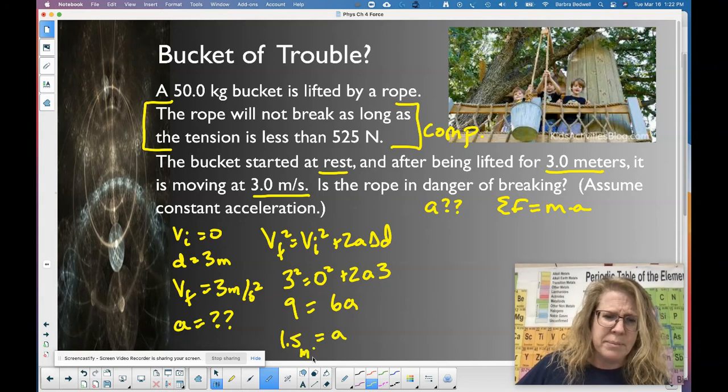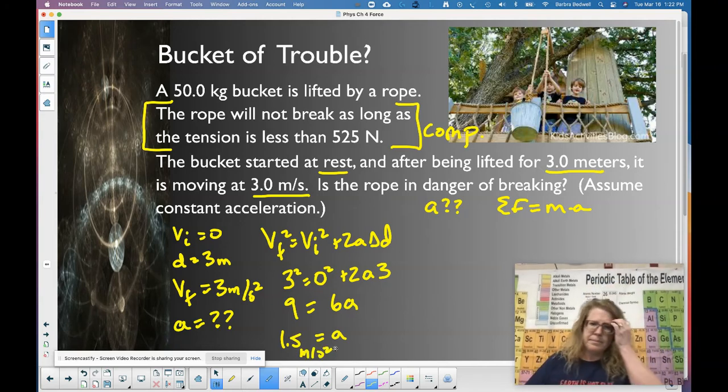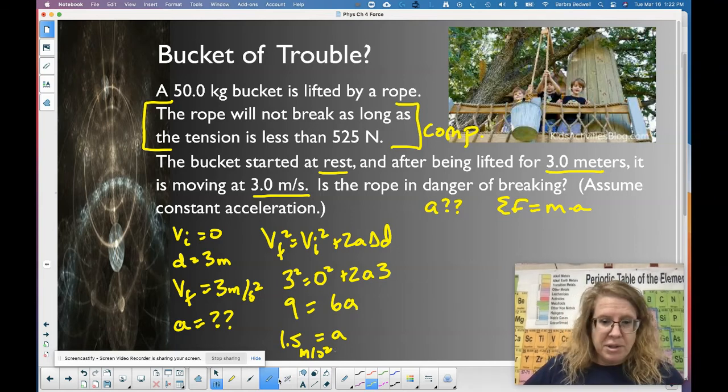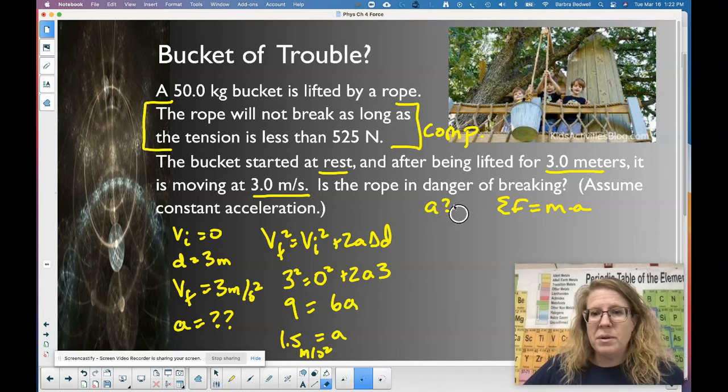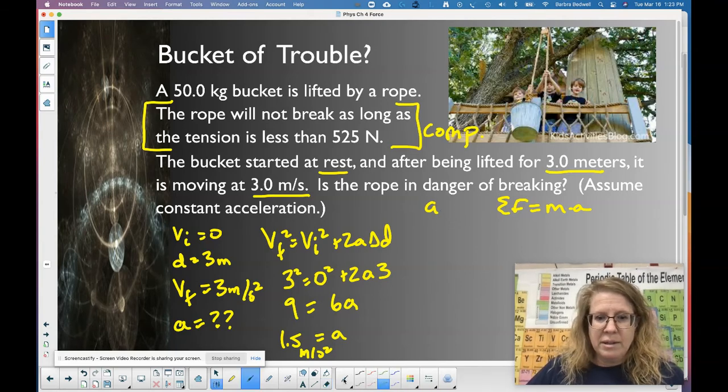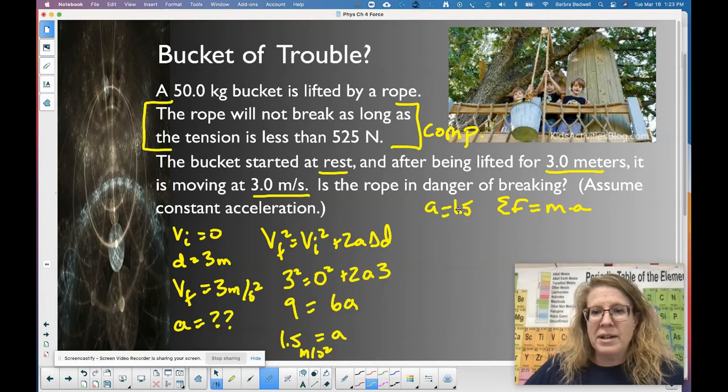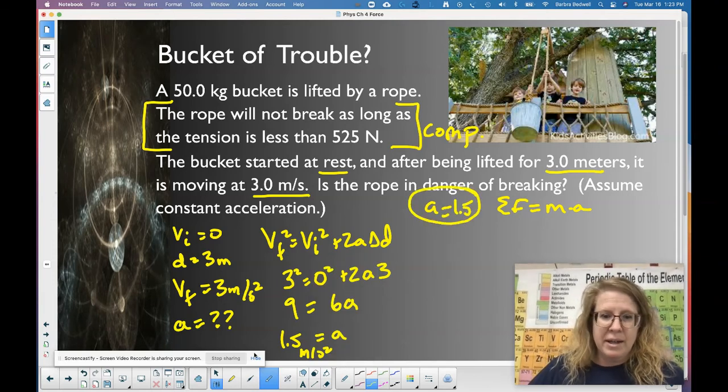1.5 meters per second squared. All right, so now what? Now we know our acceleration is 1.5. So we know that. Acceleration is equal to 1.5. Okay, so now I got that. Yay. I'm going to erase this part just so I have some more room to work.